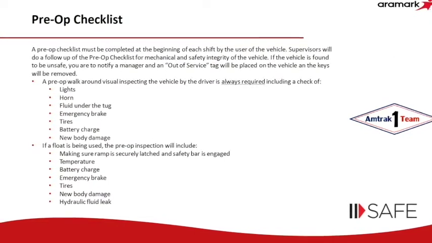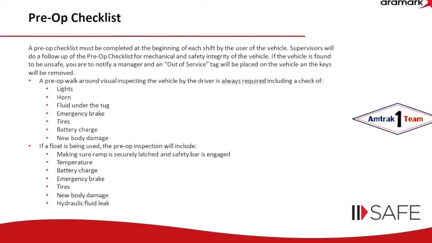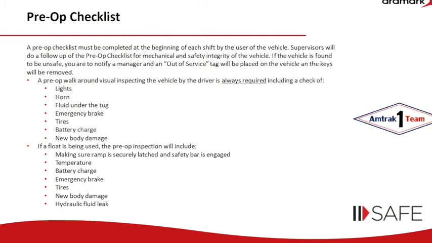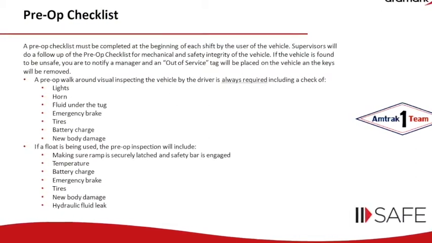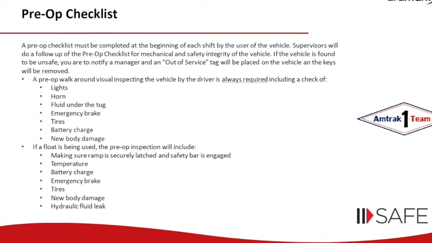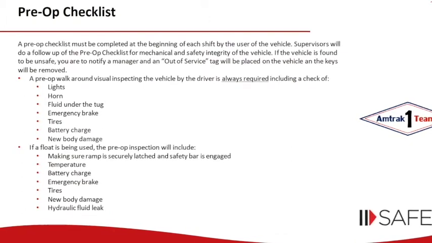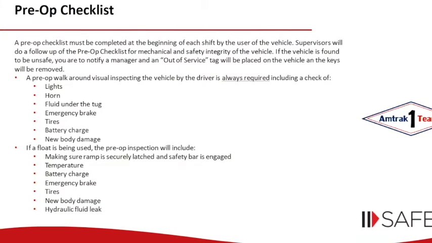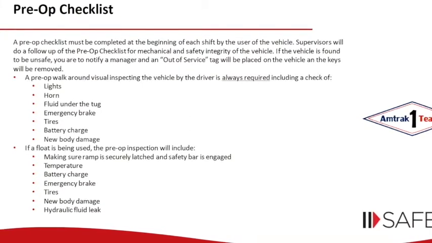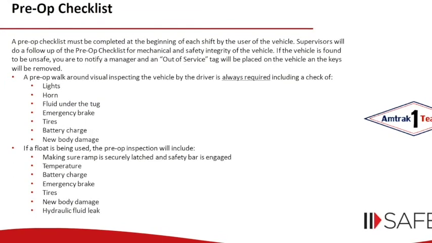A pre-op walk-around visual inspection of the vehicle by the driver is always required, including a check of the lights, the horn, fluid under the tug, emergency brakes, tires, the battery charge, and any new body damage. If a float is being used, the pre-op inspection will include making sure the ramp is securely latched and the safety bar is engaged, temperature, battery charge, emergency brake, tires, any new body damage, and any hydraulic fluid leak.